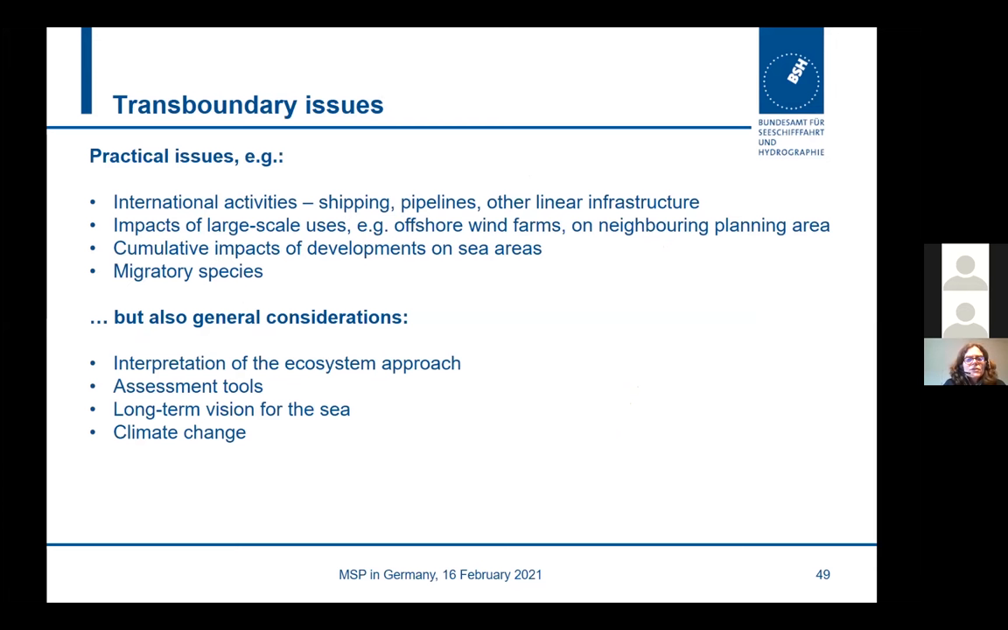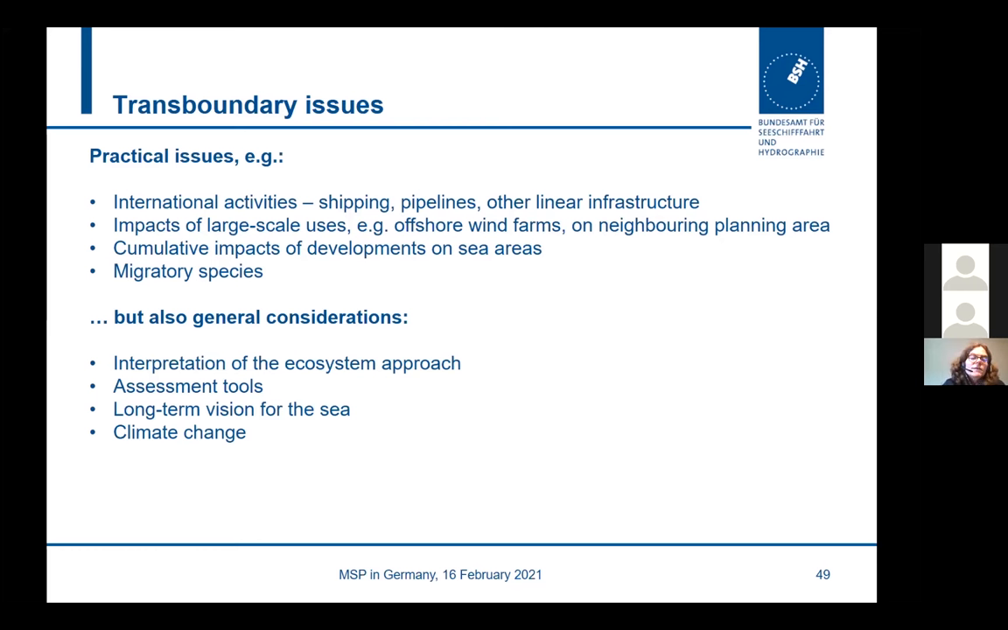So the advantage of all these projects and the international approach really is that it's much easier that way to deal with international activities jointly, and shipping is just one obvious example. There's linear infrastructure of another nature also, pipelines, telecommunications. There's also the impacts of large-scale uses, like if Germany is now building big offshore wind farms on a fairly large scale, what's the impact this might have on neighboring planning areas and vice versa?